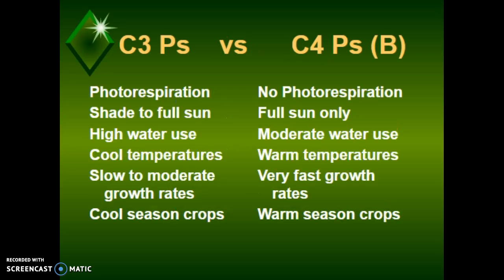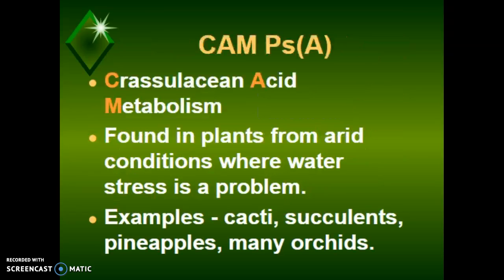So if we compare C3 versus C4, you can see C4 plants don't have photorespiration. They don't have to fight that. It works only in full sun because you have to have a lot of light input. They use less water. You can see the differences there. That is something that does come up from time to time on the AP exam, but I'm not directly testing you over it, so that's why I called it Level B.